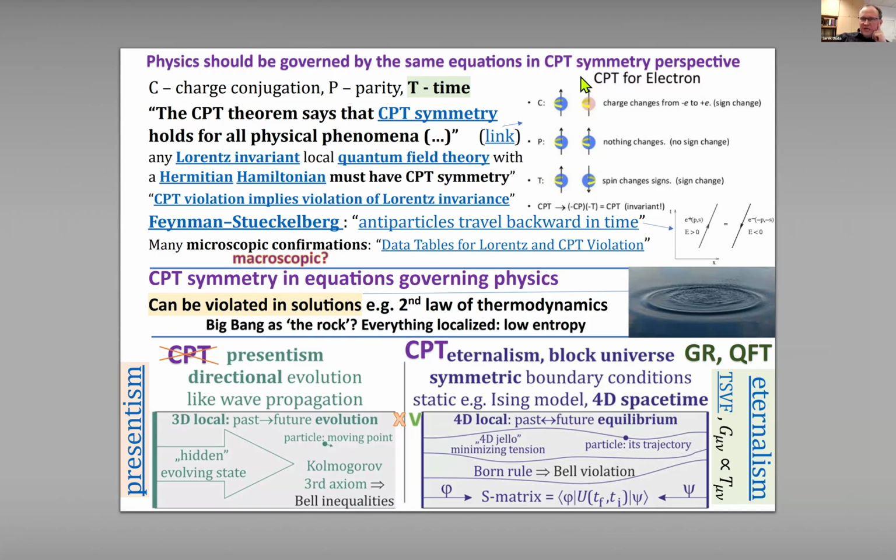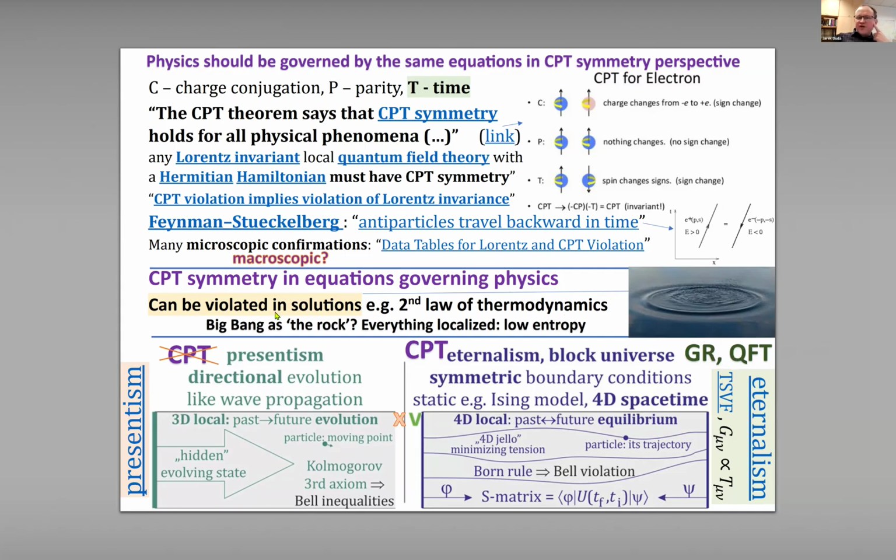We have CPT symmetry, which says that past and future are very similar. And from the other side, we have entropy growth, which is not symmetric. Are they in conflict? They don't have to be in conflict, because there can be symmetry in equations which is violated in the solution. For example, take a lake surface. In the equations it's symmetric, but in the solution, just throwing a rock, the solution is not symmetric. So it is not a problem to violate symmetry on the solution level.